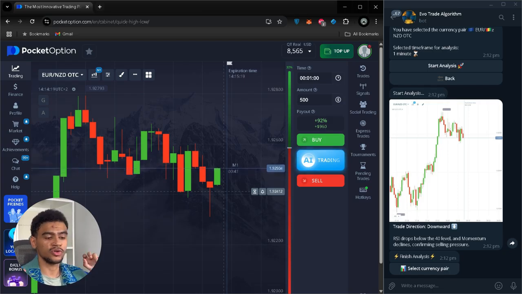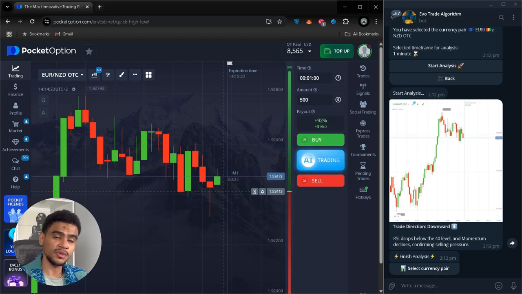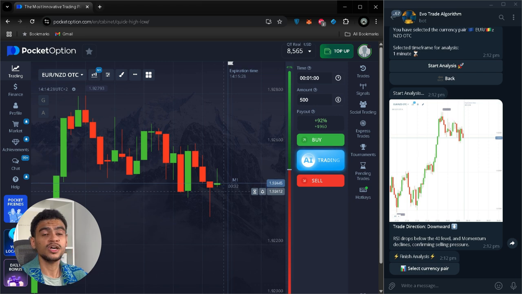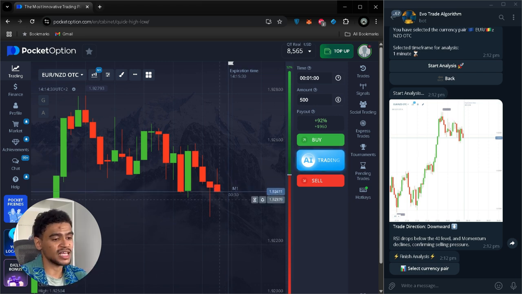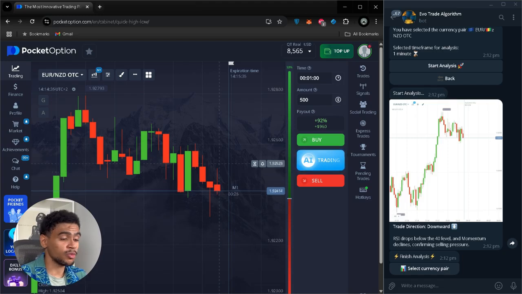So if you want a little bit of a safer trade, increase your time frame, increase your expiration time, go to 5 minutes, 10 minutes, and try that out. If 1 minute seems a little bit too hectic for you, that is also fine. This is exactly why this robot has everything that you need in terms of time frames and in terms of the market that you can trade on.